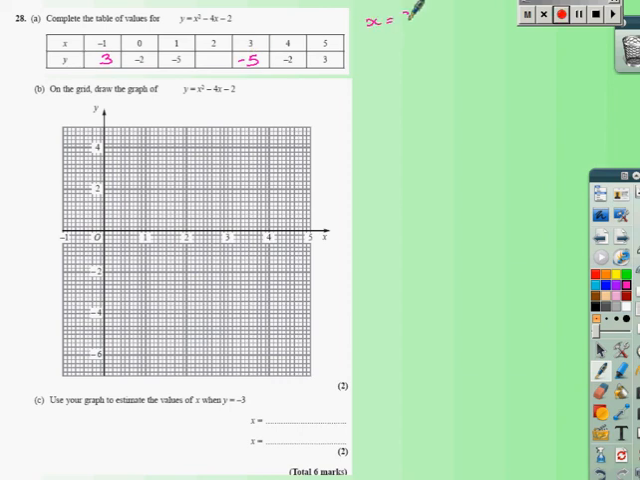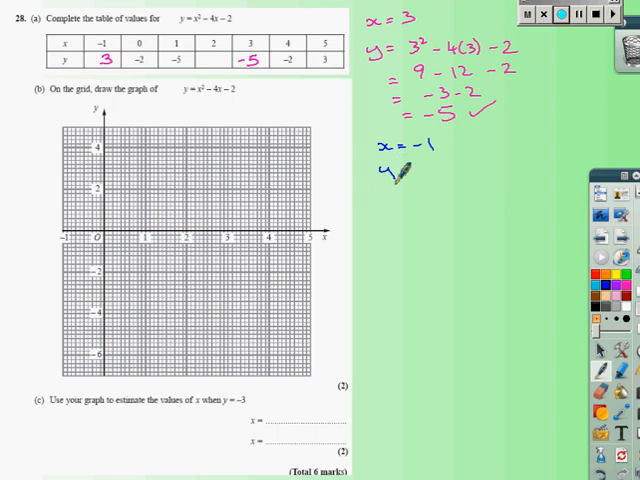So, when x equals 3, y equals 3 squared minus 4 times 3 minus 2. If you've got a good calculator, you can just put that in, it will give you an answer. If you don't, we get 9 minus 12 minus 2. 9 minus 12 is minus 3, and minus 3 minus 2 is minus 5. So yeah, that's correct.